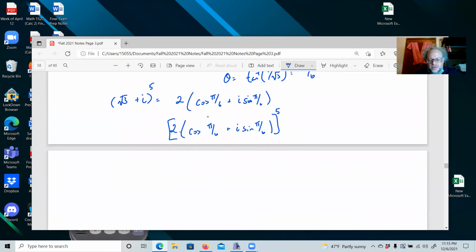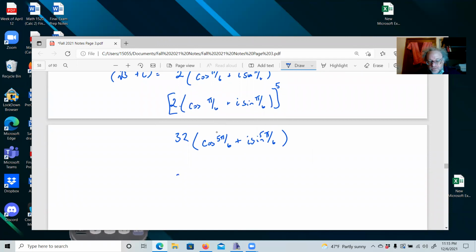So 2 to the 5th, that's 32. And then we have cosine of 5 pi over 6 plus i sine of 5 pi over 6, and we're set. Now we have to convert it back though. So this is going to be 32.